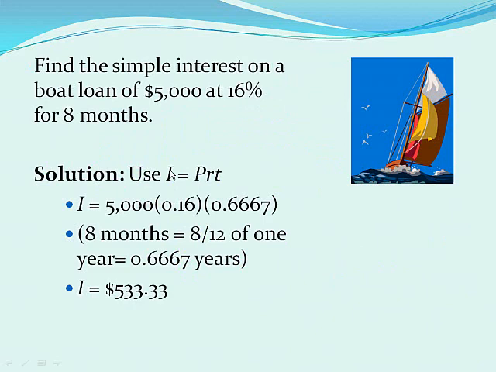So one more example. Find the simple interest on a loan of $5,000 at 16% for 8 months. So notice the changes here. Time in months. Instead of giving the principal, we are expressing it as the loan. Okay, loan is 5,000, so that is the value for P. So the answer will be 533.33 when we put the numbers.